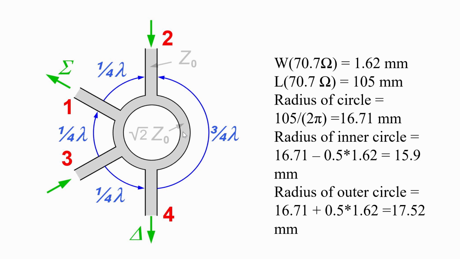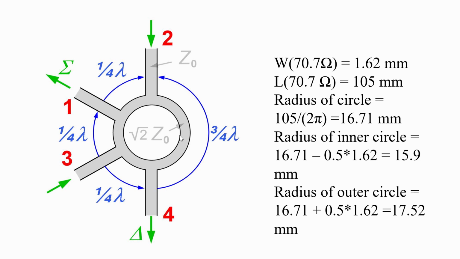That means if I take a circle which is exactly at the middle of these two circles, then the perimeter is 105 mm. So based on this perimeter, we can calculate the radius of the circle using the formula perimeter equal to 2 pi r. So r equal to 105 by 2 pi and that is equal to 16.71 mm. So this is the radius from the center to the middle of this strip.